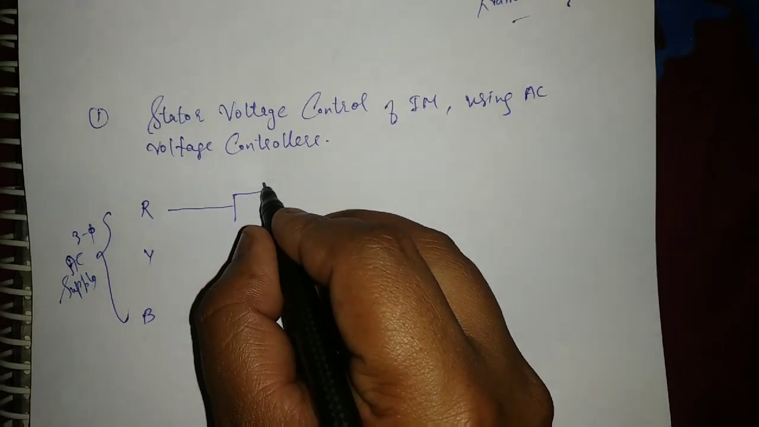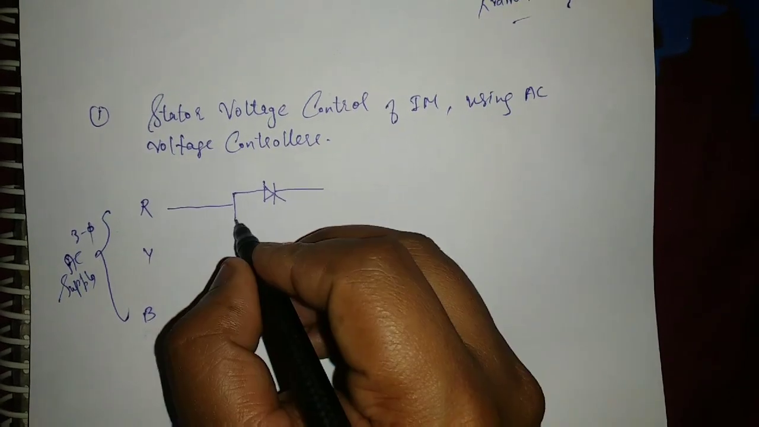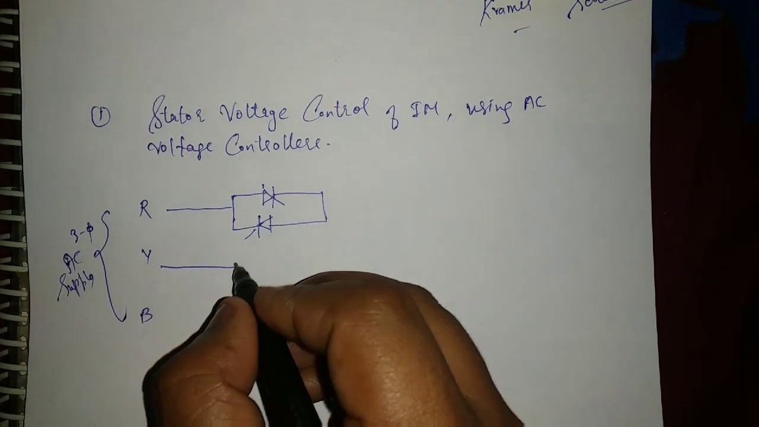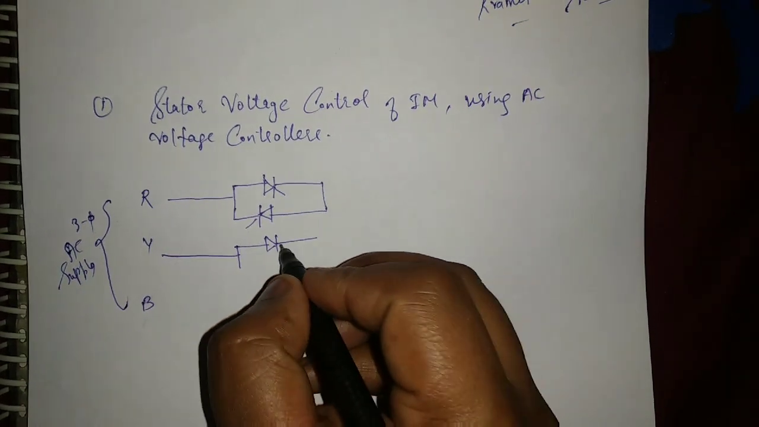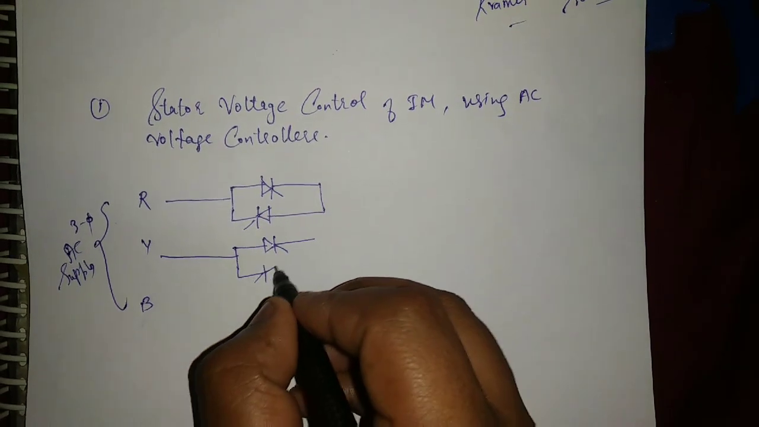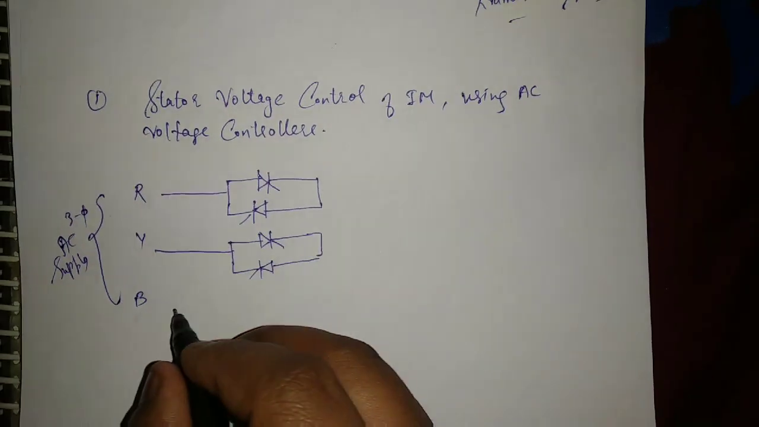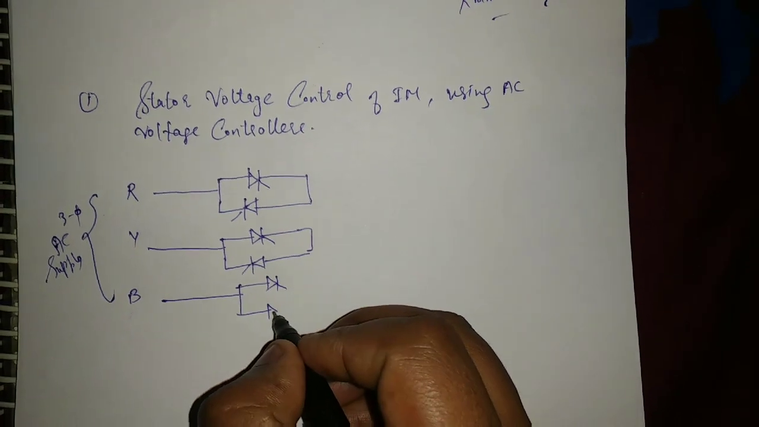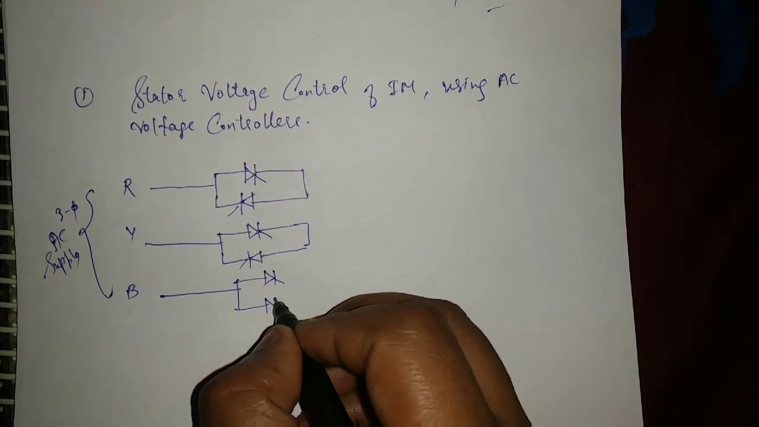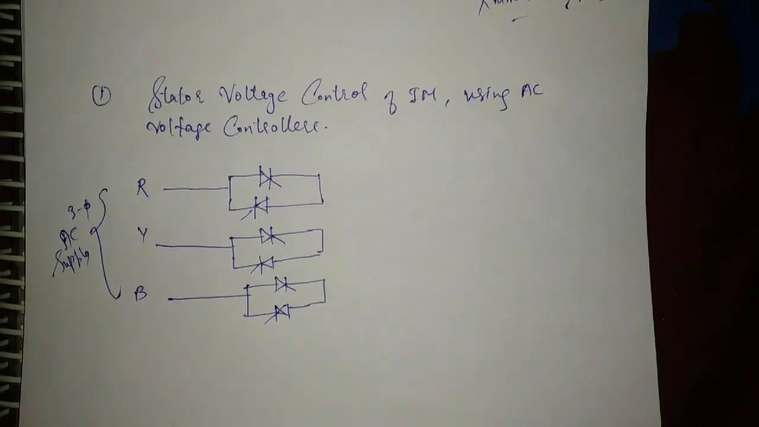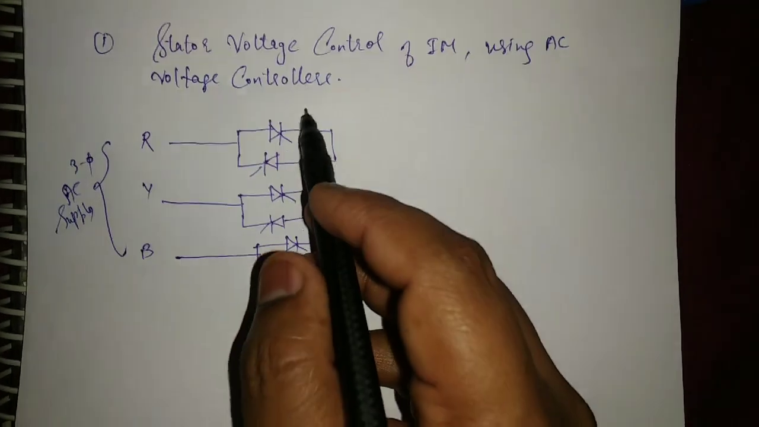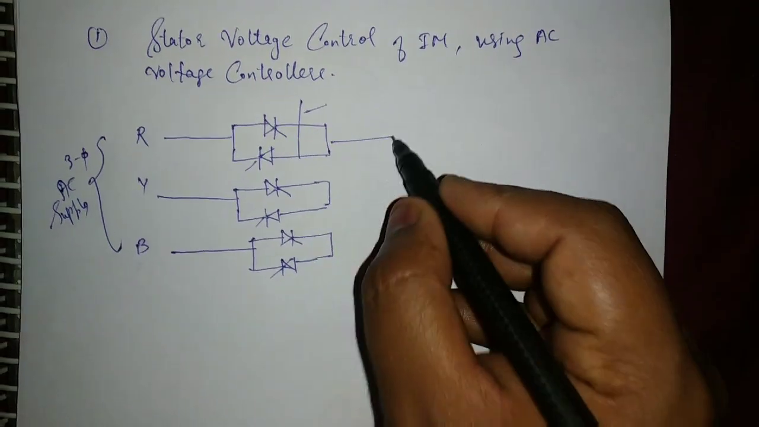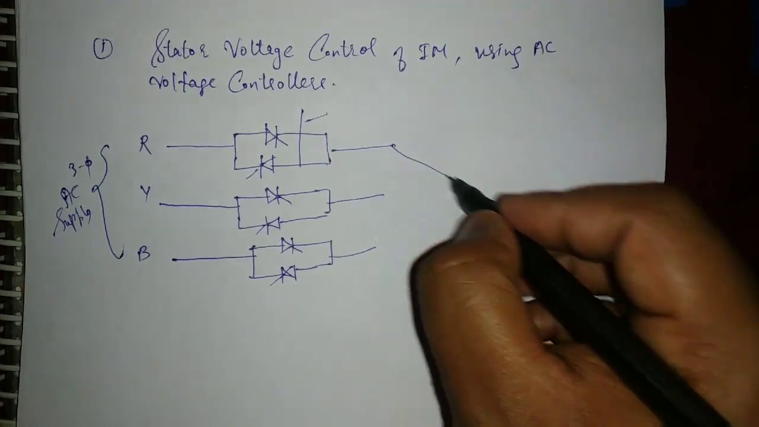Now connect anti-parallel SCR, okay, so we choose anti-parallel SCR for high voltage and triac for low voltage. Now connect to the stator.